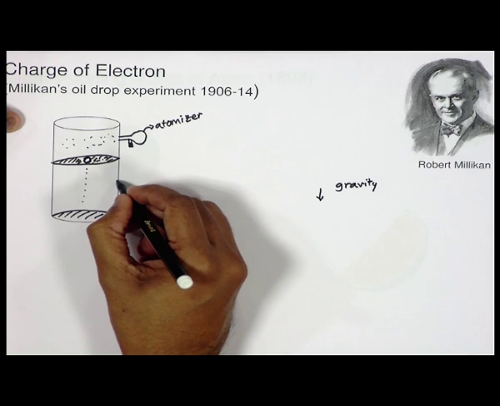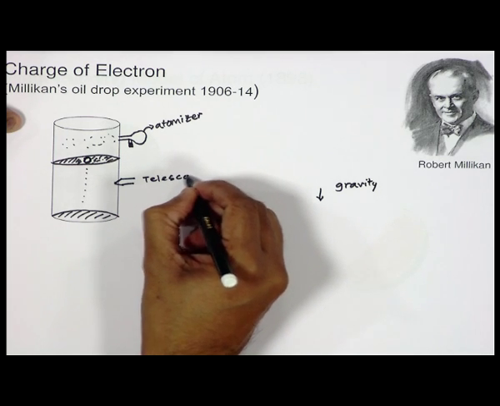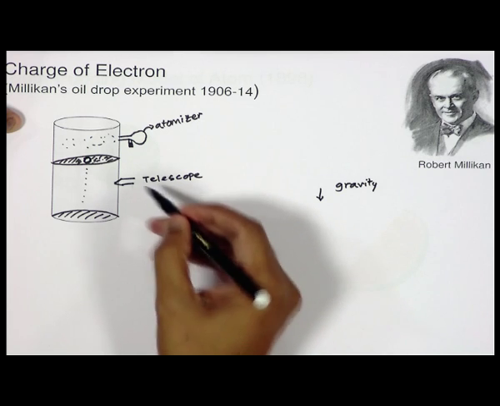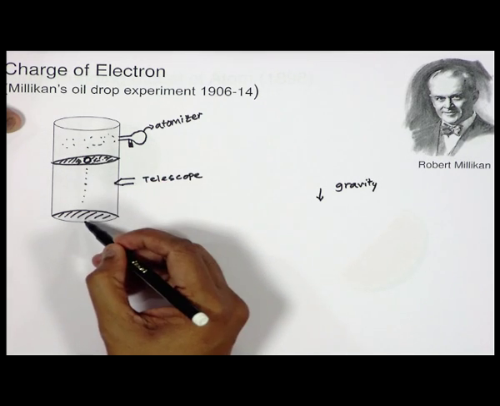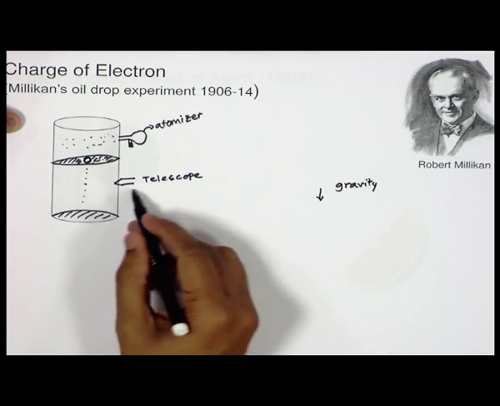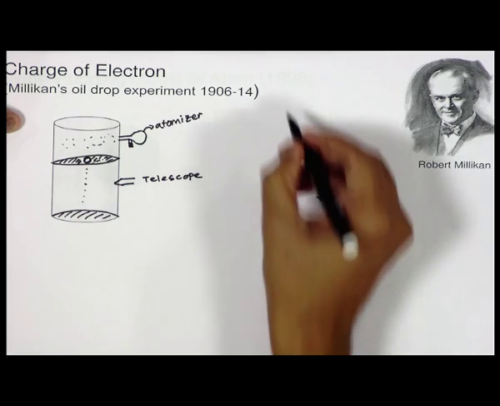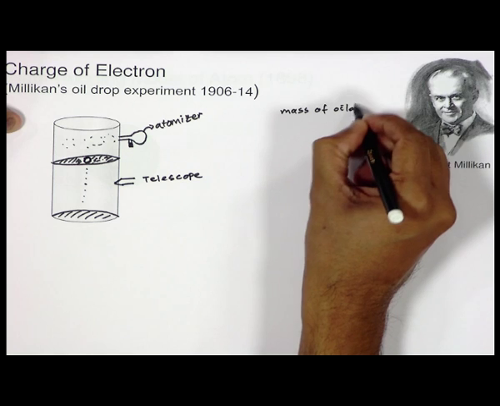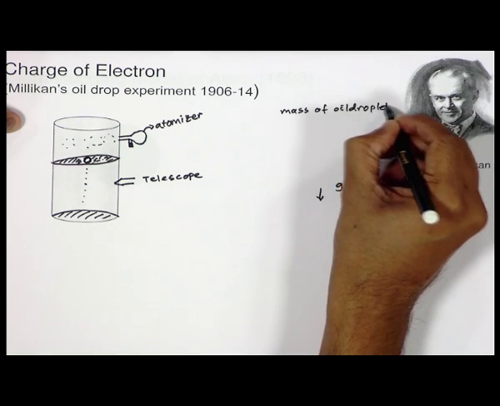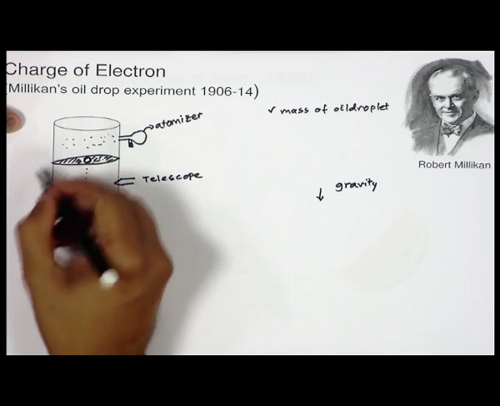What he did was to introduce a small telescope here. What would he do with this telescope? He can look at the motion of these oil droplets when they travel along this direction through this telescope. By doing this, he can monitor how long these oil drops are taking to travel a distance. From there, he can have an estimation of the mass of these oil droplets that his atomizer is creating. So, we have an initial estimation about the mass of these oil droplets. All right. This was not the end of this arrangement.